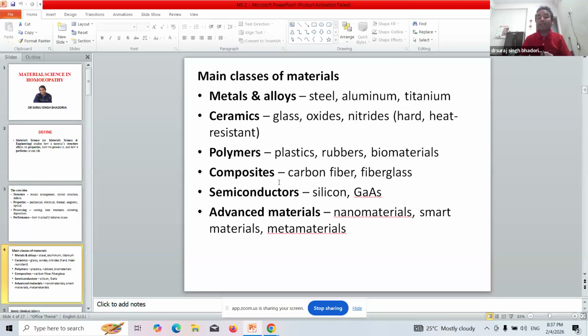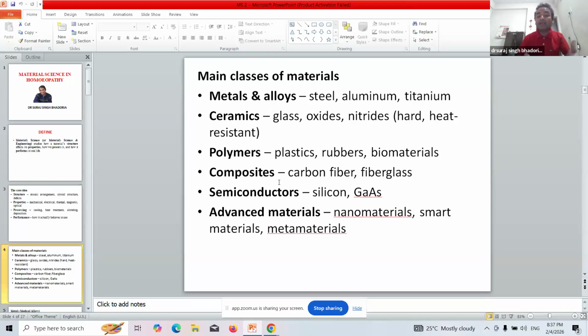So the composition plays a very major role in any type of material science. Suppose the carbon element is more, so it is more rigid. If hydrogen is more, so it is more flexible. If oxygen is more, so it is more fragile. So the composition plays a major role in any material science.